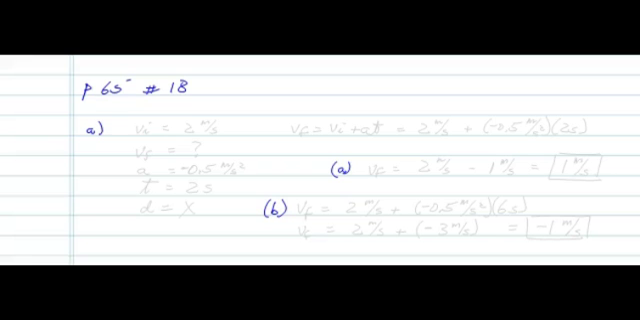Problem 18. A golf ball rolls up a hill towards a miniature golf hole. Assume the direction uphill towards the hole is positive. A. If the golf ball starts with a speed of 2 meters per second and slows at a rate of 0.5 meters per second squared, what is the velocity at the end of 2 seconds? So the initial is 2 meters per second, positive because it's going uphill.